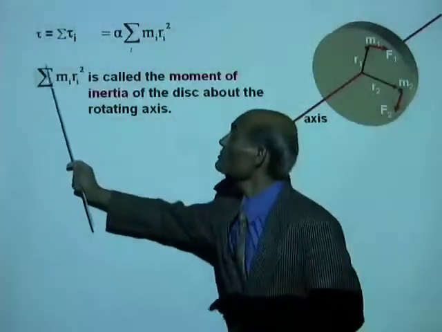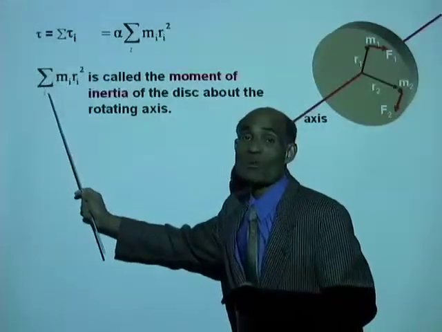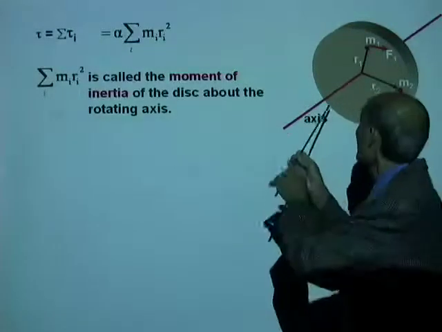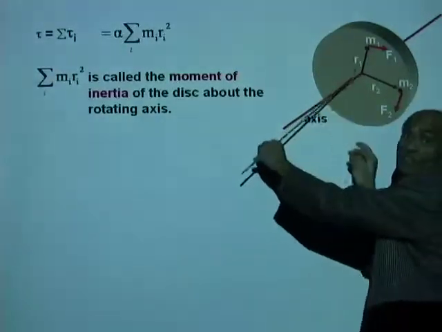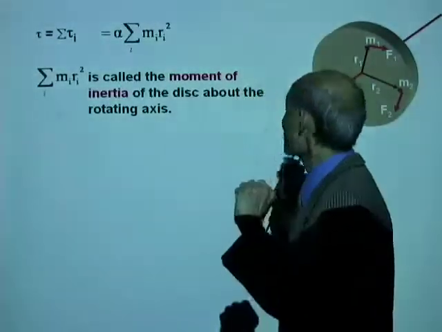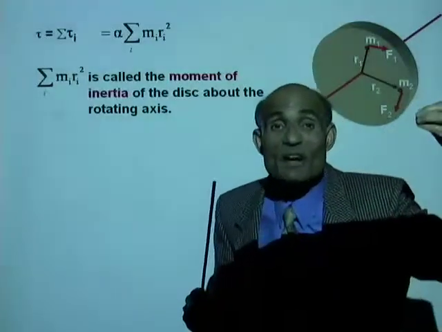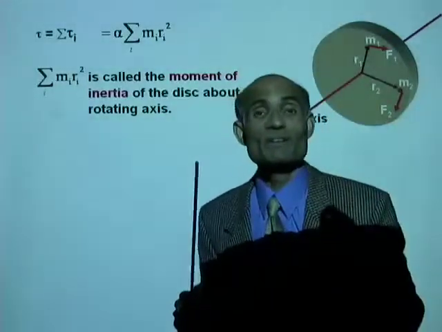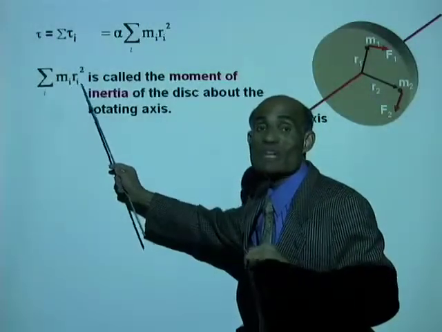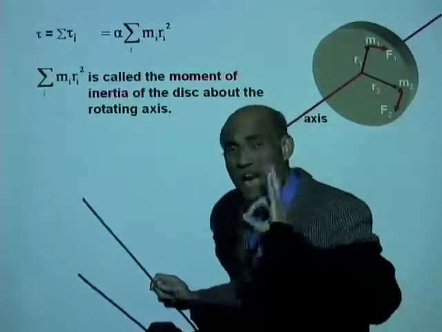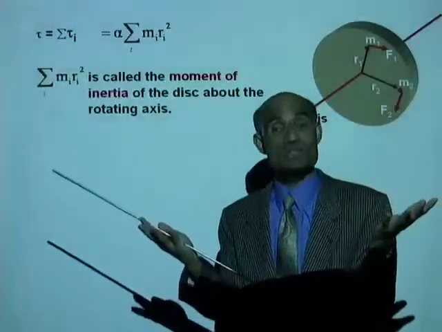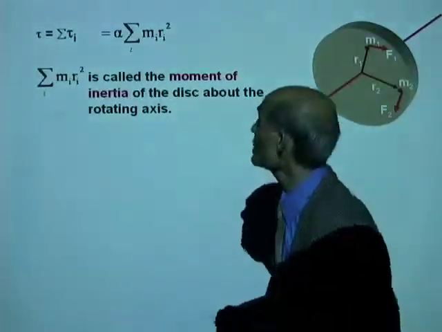the expression here, the summation of m_i r_i squared, is the total moment of inertia of the whole disk about this axis. You see, this is the axis of rotation. If you want to take the moment of inertia of the same disk about another axis, it will be different. The moment of inertia of an object is defined about an axis. If you change the axis, the moment of inertia will change. Well, I will show that in a minute.